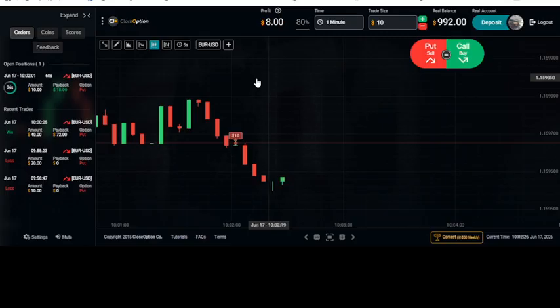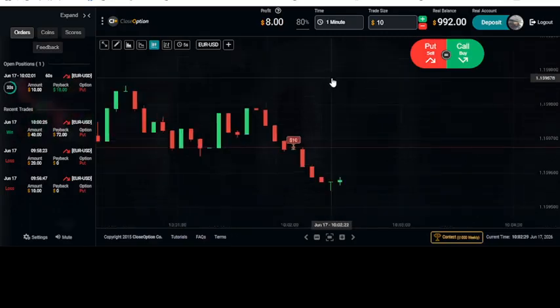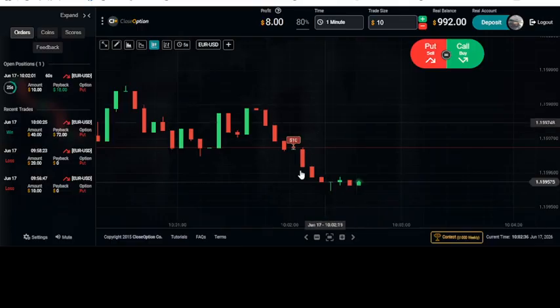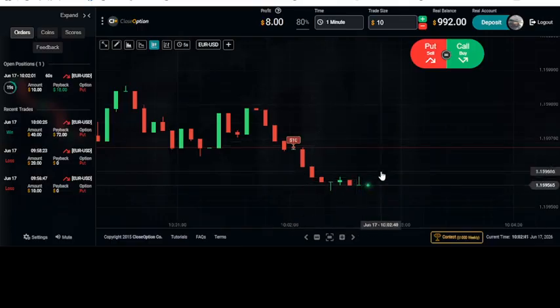So far, the trade is going in a bearish direction, which the technical indicator recommended here on the 1 minute time frame. So we have about 15 seconds left.